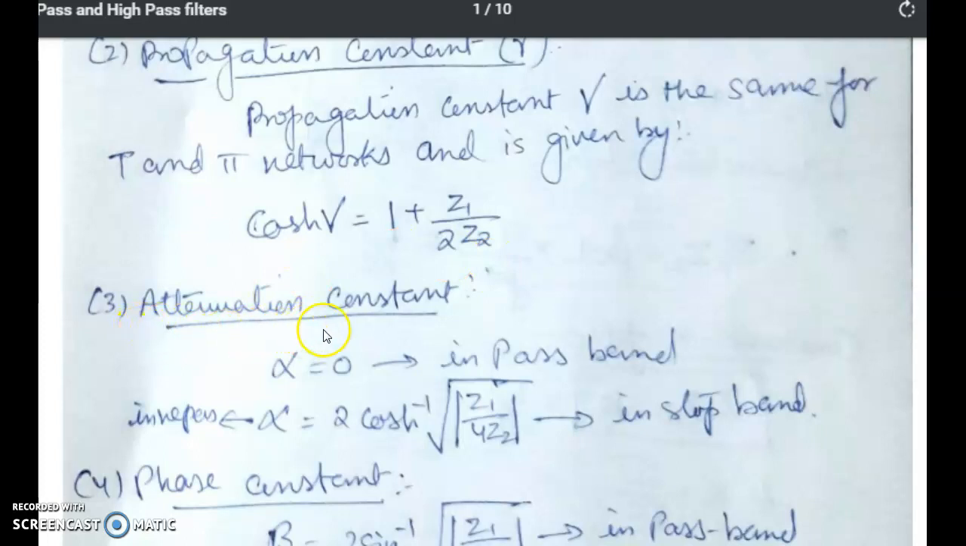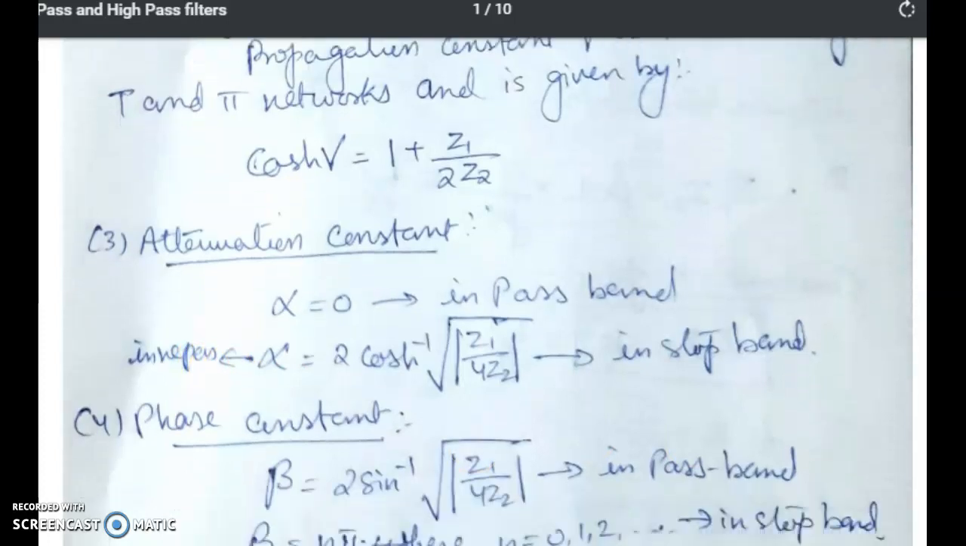Third characteristic is the attenuation constant. In the pass band, because we want the whole signal to pass from the input to output, no attenuation should be there, and because of that alpha must be equal to 0. Alpha is the attenuation constant. And in the stop band, attenuation should be there. In the ideal case, it should be infinite, but in the practical case, alpha is equal to 2 cos hyperbolic inverse of root of Z1 upon 4 Z2. This attenuation constant alpha is denoted in terms of Nepers, so its unit is Nepers.